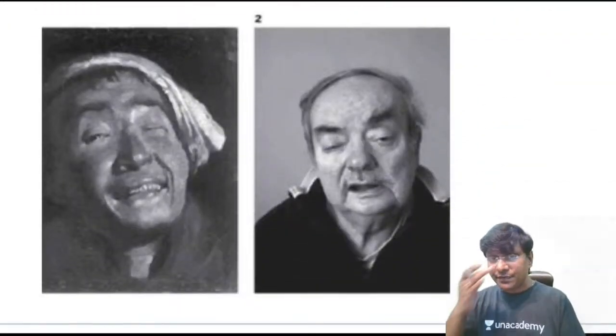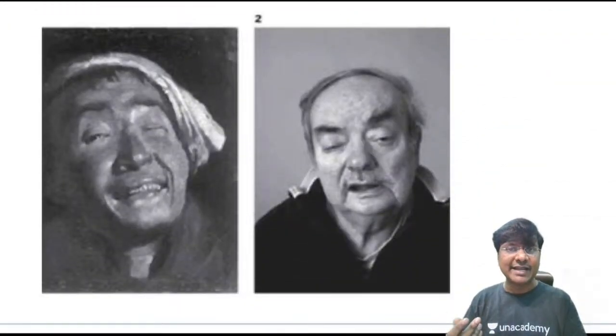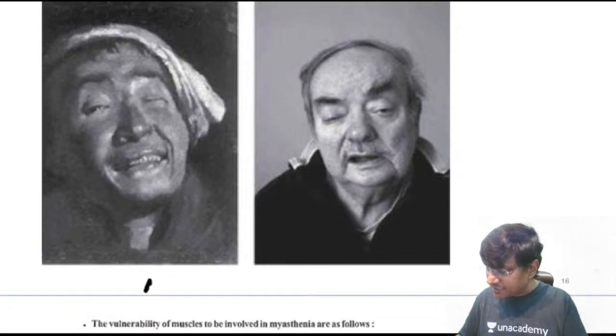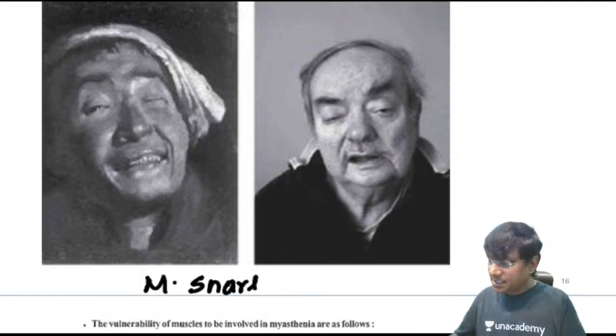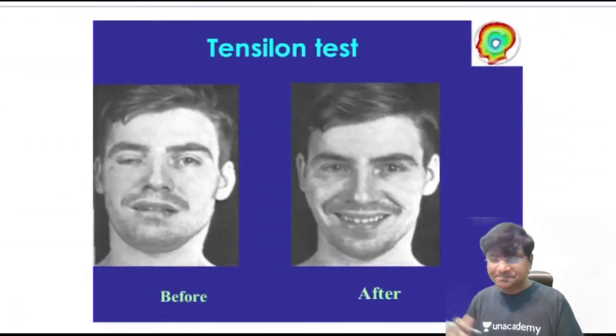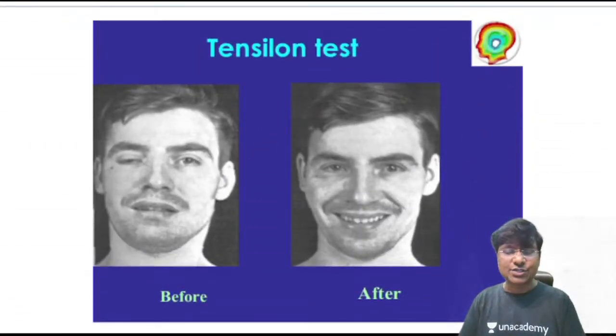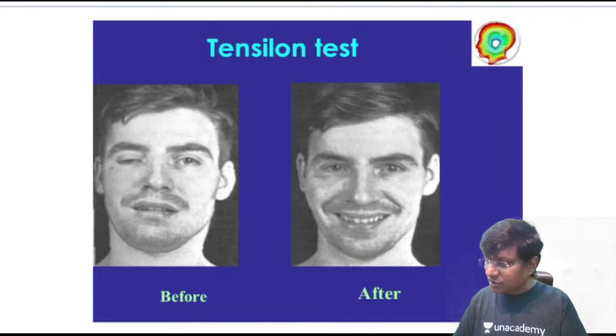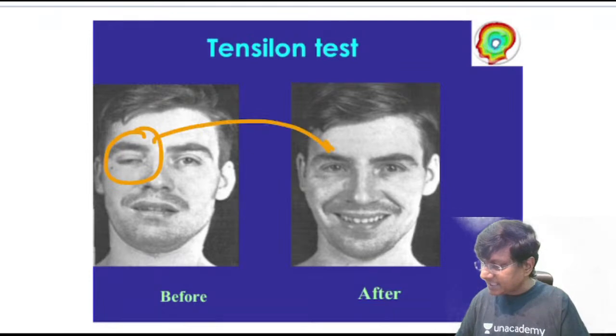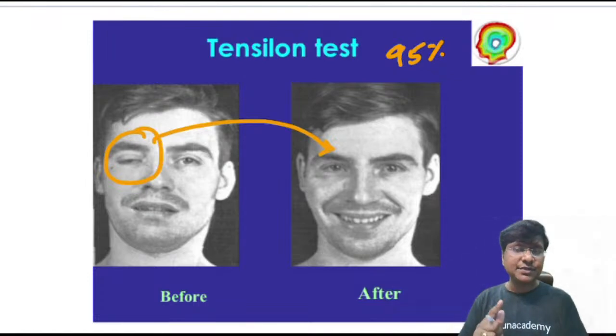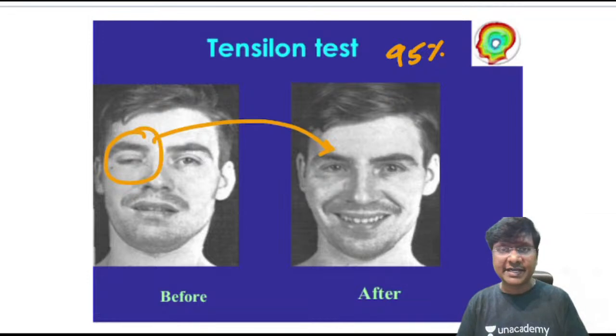Next, you ask the individual with myasthenia gravis to smile. They will have an abnormal smile, and that abnormal smile is called the myasthenic snarl. Next, another important image-based question is about the Edrophonium test, which is also called the Tensilon test. Once you give this Tensilon or Edrophonium, the ptosis will completely disappear. But what is the sensitivity of this test? That is only 95%. Whenever you are doing this test, you have to keep atropine ready, because Tensilon will increase the acetylcholine levels, thereby causing bradycardia.